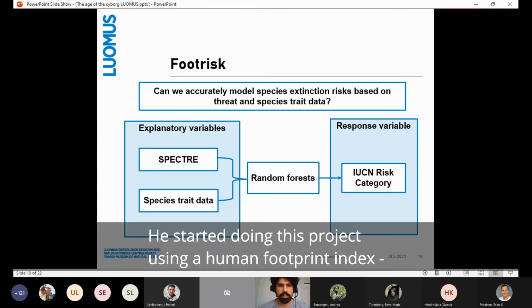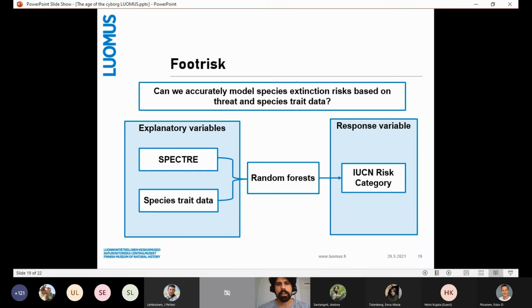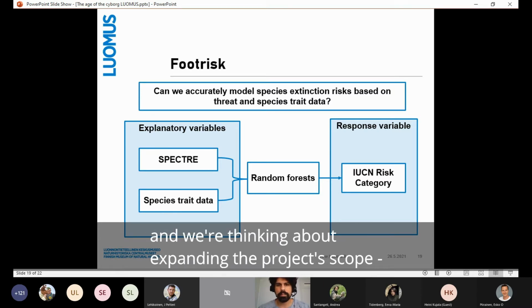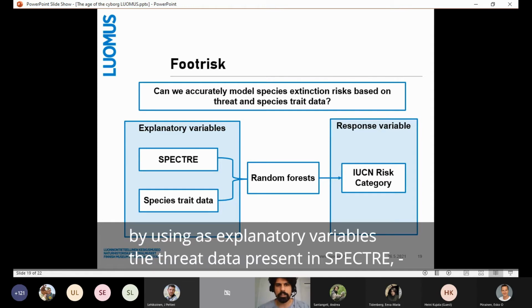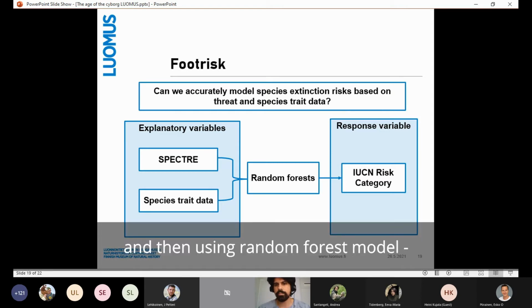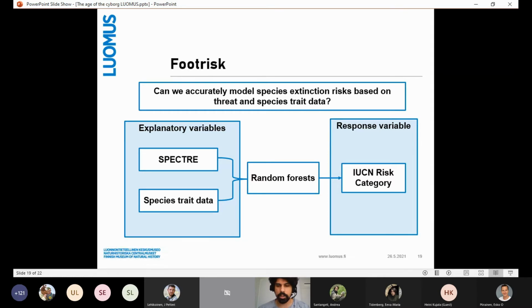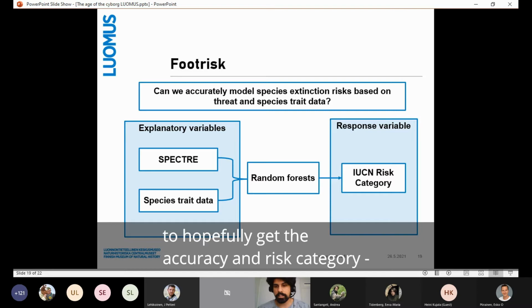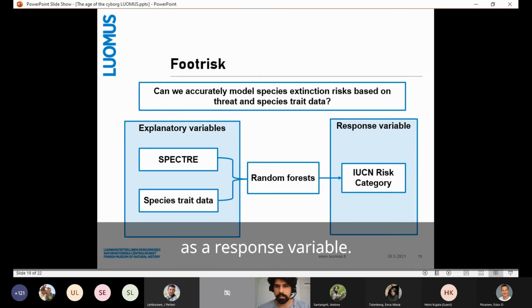He started doing this project using a human footprint index, and we're thinking about expanding the scope of the project, I guess, by using as explanatory variables the threat data present in Spectre and species trait data that he already possesses, and then using a random forest model to hopefully get the IUCN risk category as a response variable.